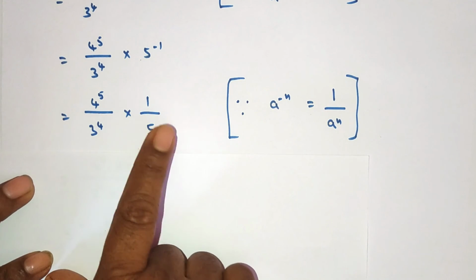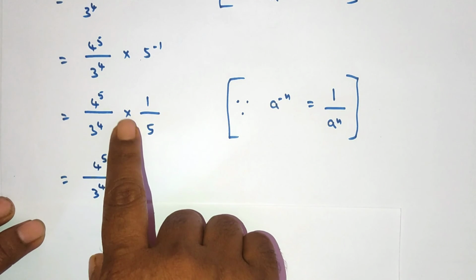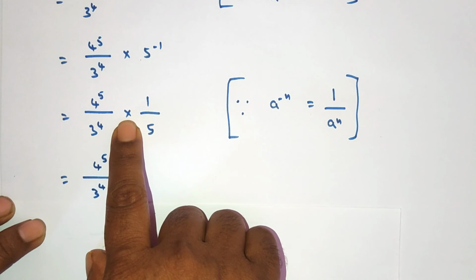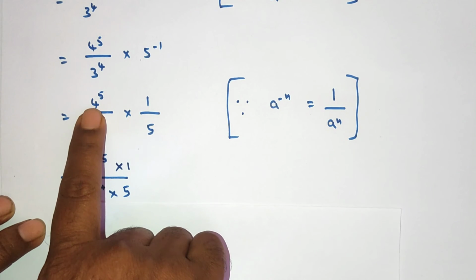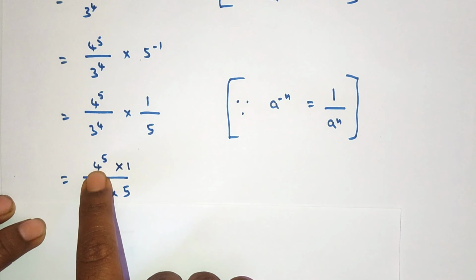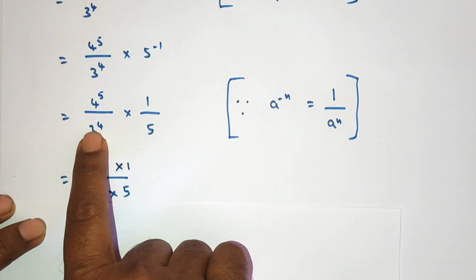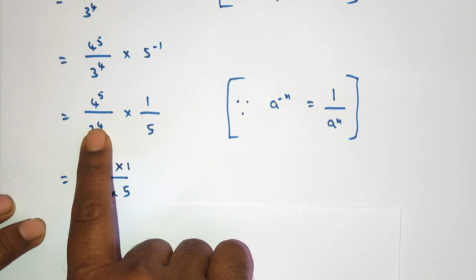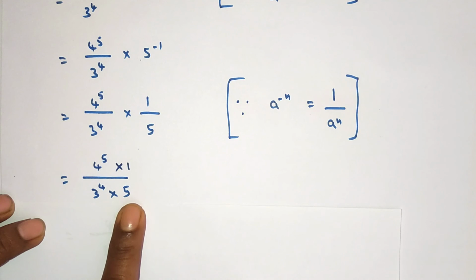Let us simplify this equation further. Since here we found multiplication symbol, we multiplied this numerator with this numerator. So we got 4 to the power of 5 into 1. Denominator also we multiplied 3 to the power of 4 with 5. So we got 3 to the power of 4 into 5.